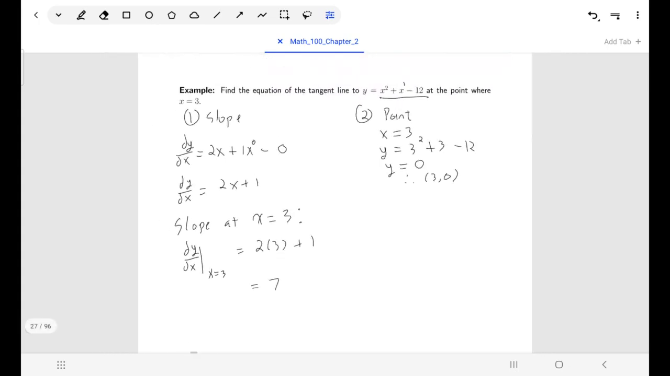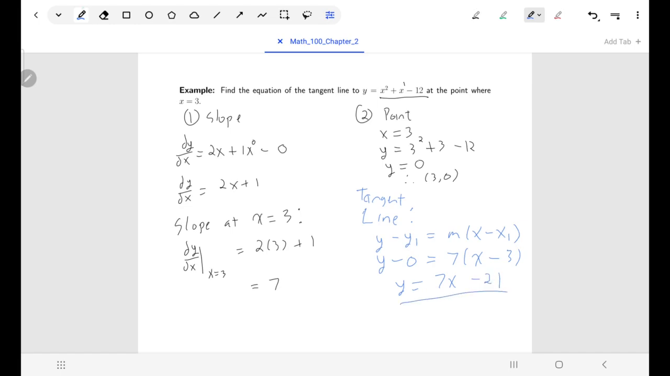I didn't leave myself a blank page, so I guess I'll find my line, my tangent line, and that is y minus the y coordinate equals slope times x minus the x coordinate. And I have my y coordinate for the point is 0, my slope is 7, my x coordinate is 3, and so the equation of my tangent line is y equals 7x minus 21.